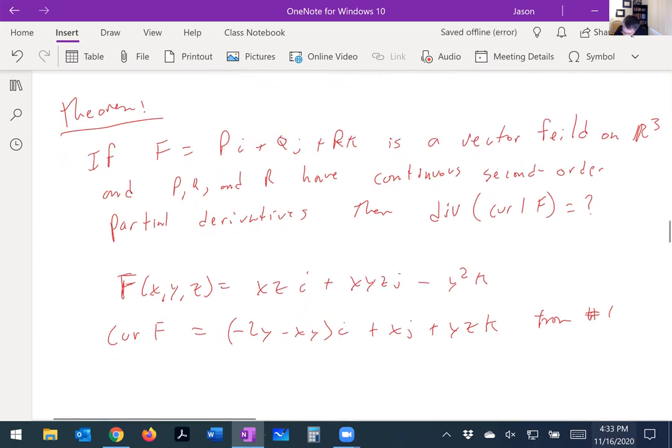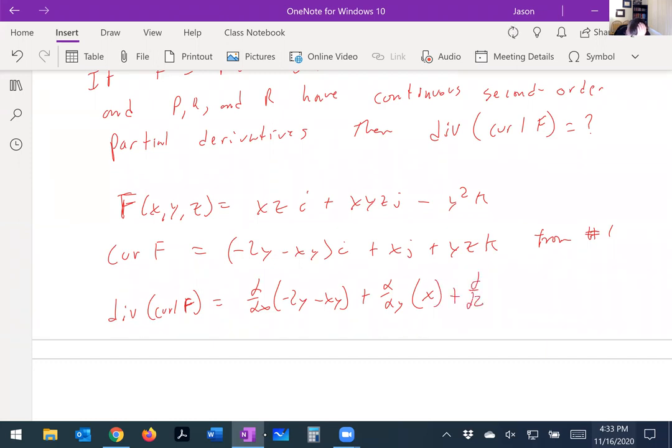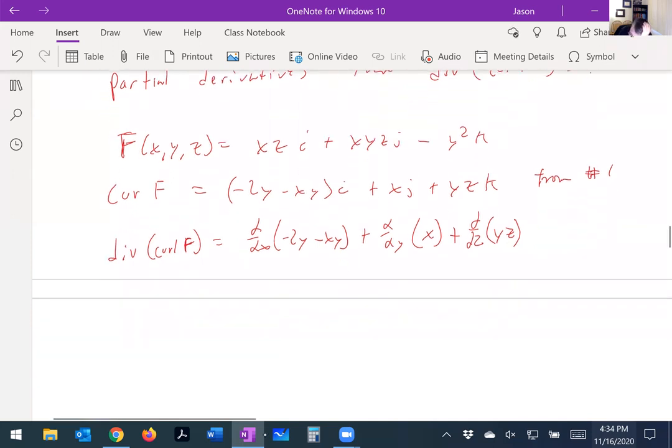So let's take the divergence of this thing, the divergence of the curl of f. We're going to take d dx of the first thing here, negative 2y minus xy, plus d dy of this thing, which is x, plus d dz of this thing, which is just yz. Now what's this going to become? This is going to become negative y, because this thing's going to go to 0. So this is negative y, plus 0. And then over here, we're just going to go y plus y. Oh, look at that. It equals 0.